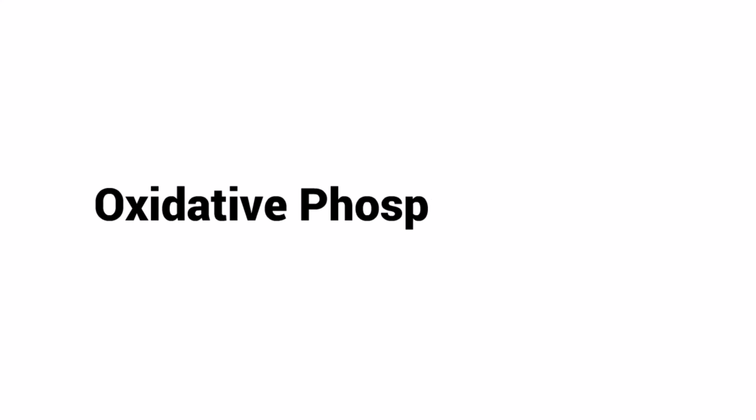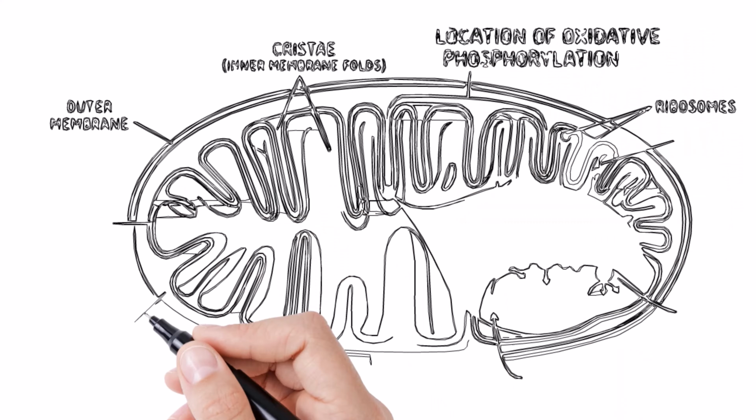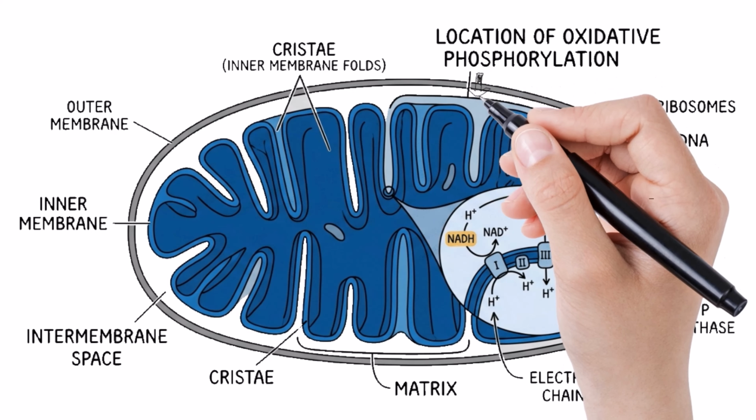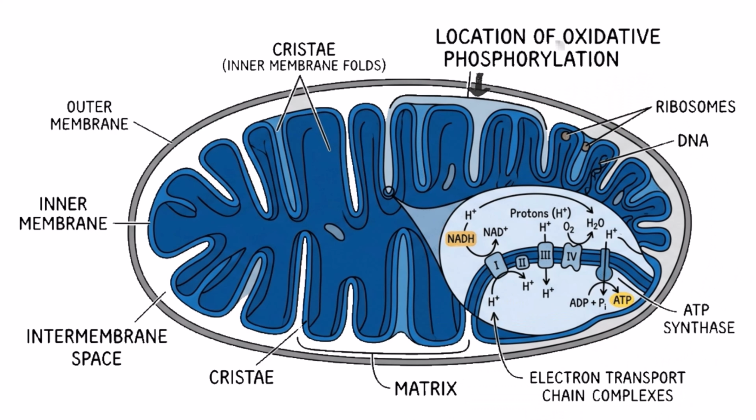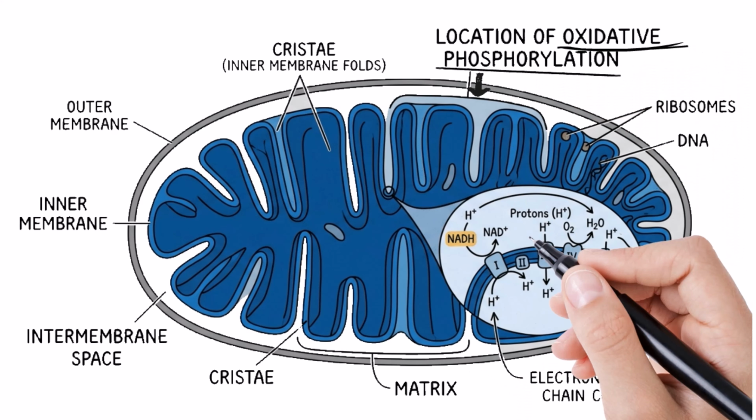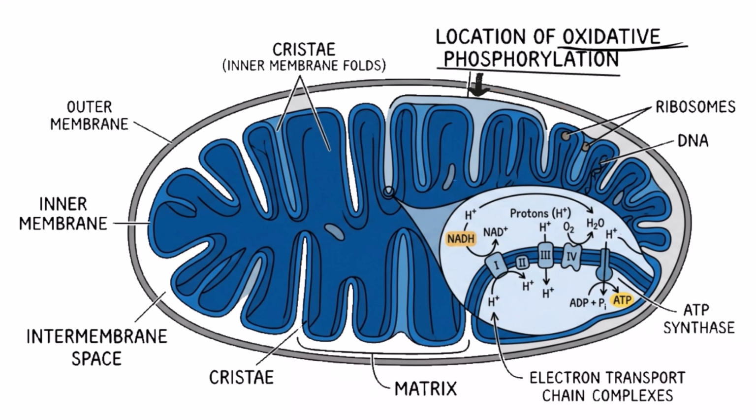Oxidative phosphorylation. It happens at the inner membrane of your mitochondria. This is how your cells make most of their energy. The process is called oxidative phosphorylation and it's the final step of cellular respiration. Let's check how it works.